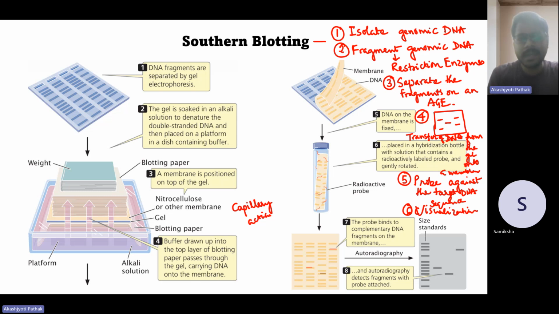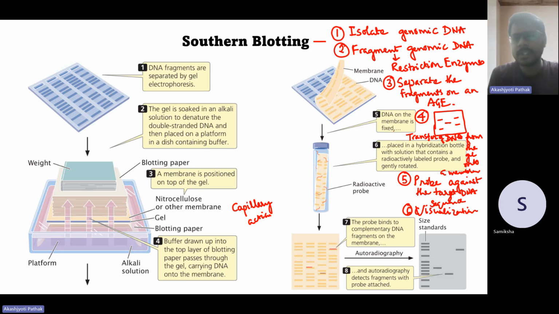So you can see here in this figure, this is your gel, and after this blotting process, the DNA has been transferred onto this membrane. So you get the exact pattern that was there on the gel on this nylon membrane. Once the DNA is transferred onto the membrane, you have to add the probe. It can be a labeled probe or a radioactive probe, which is complementary to your target sequence.